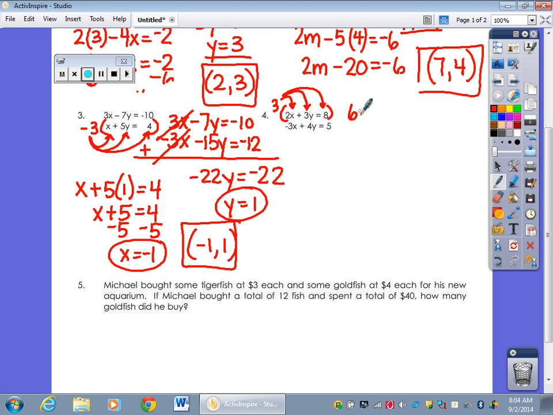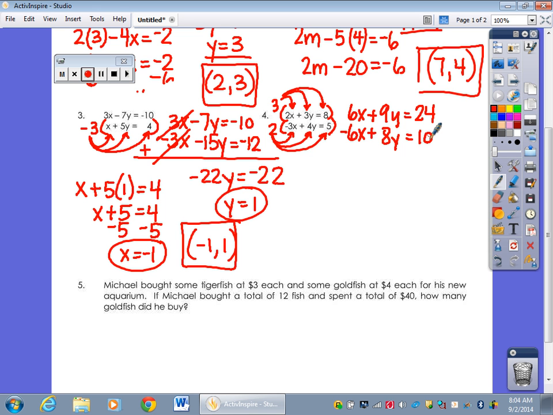This will make this 6x, 9y, and 24. And then I'm going to multiply the bottom one by 2, and when I multiply that one by 2, I'm going to end up getting negative 6x, and this is going to be 8y, and this is going to be 10. Now, I do that because now negative 6 and positive 6 will cancel out.